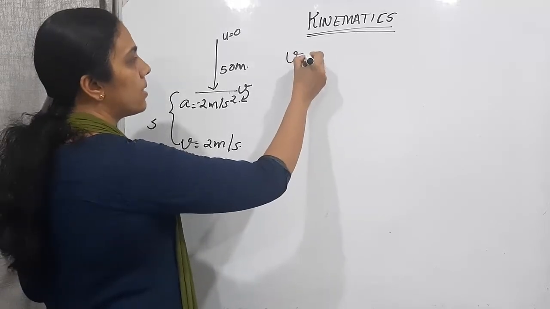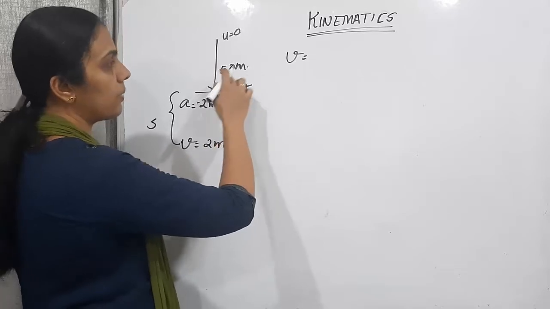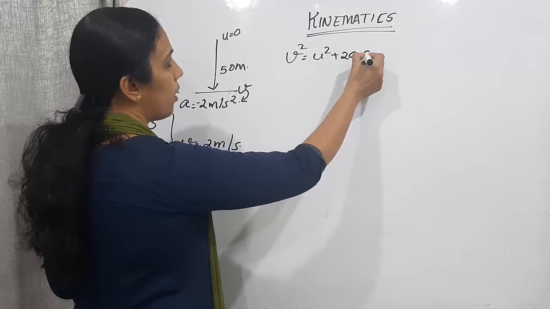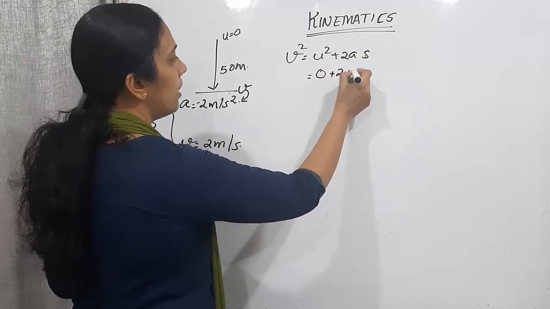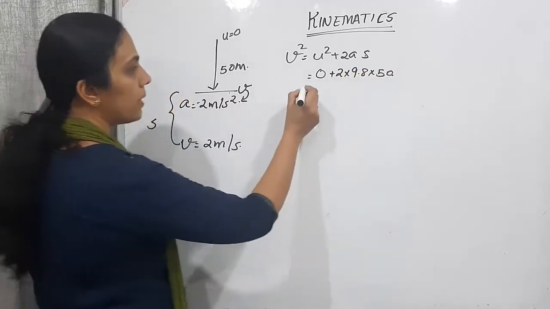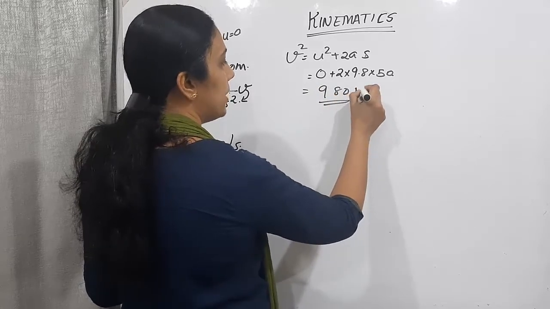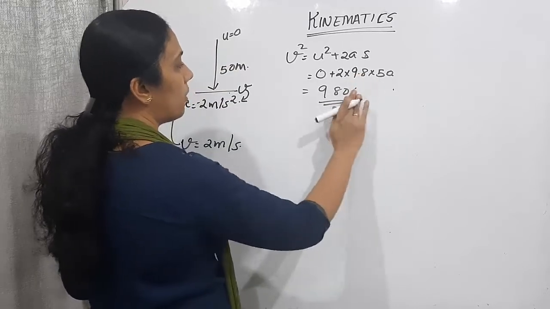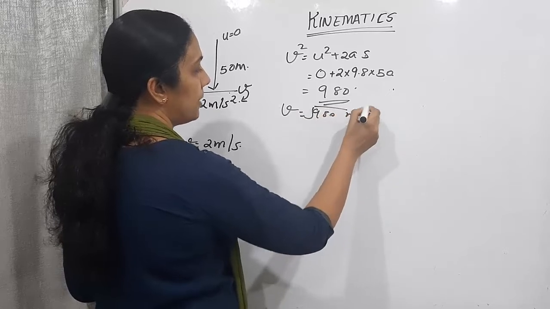V equals U plus AT, but T is not there. Instead, S is given. Therefore, V square equals U square plus 2AS. We can substitute: U is 0, 2 into 9.8 into the distance 50. We get 980 meter square per second square. That is V square, or we can write V equals root of 980 meter per second.